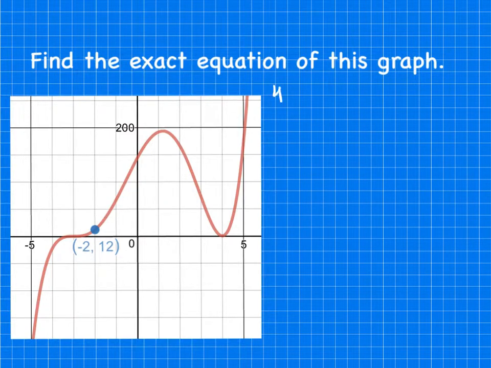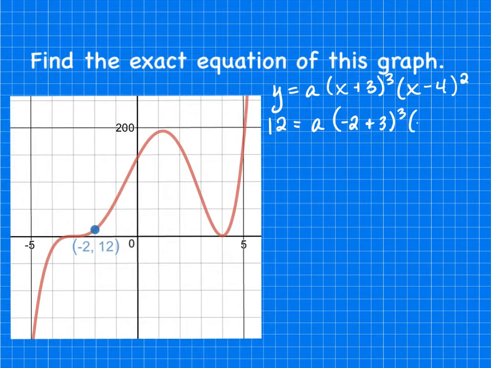So if I start with my basic equation, y equals a that we don't know, x plus 3 cubed times x minus 4 squared. Squared because at 4 we have a bouncing root. Cubed on the x plus 3 because at negative 3 we have a flat root. So now we know that x equals negative 2 and y equals 12. So just like we did with the parabola, we plug in what we know. So 12 for y, negative 2 for x, drop down everything else, and then simplify and solve.